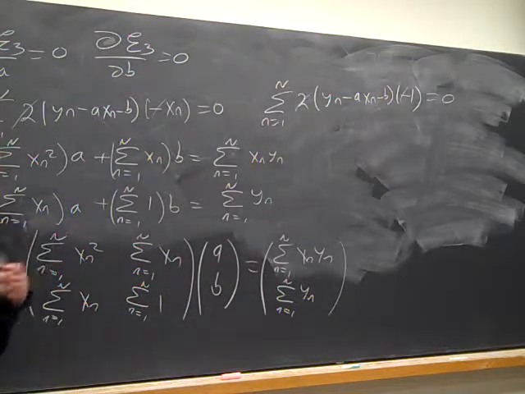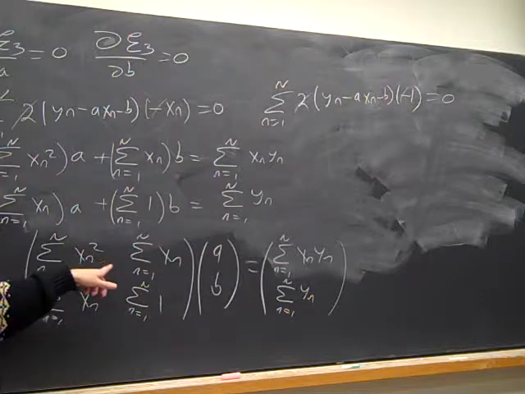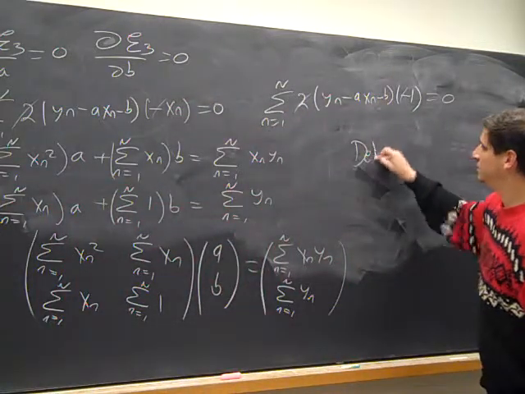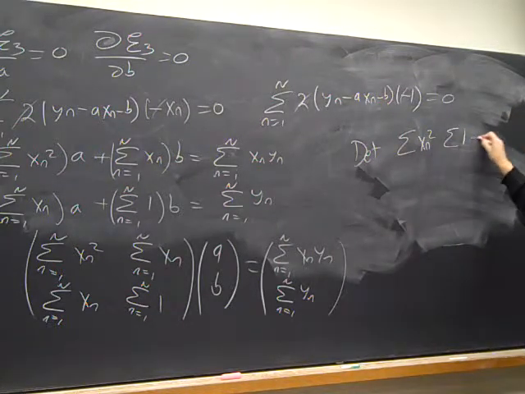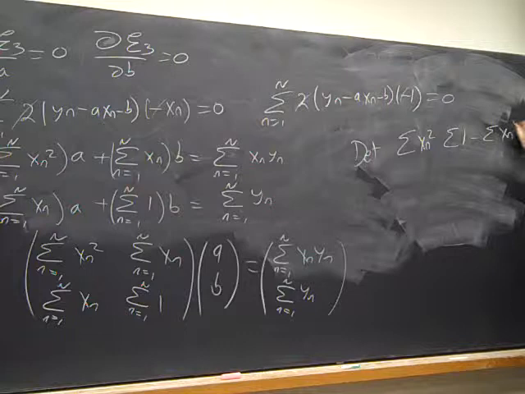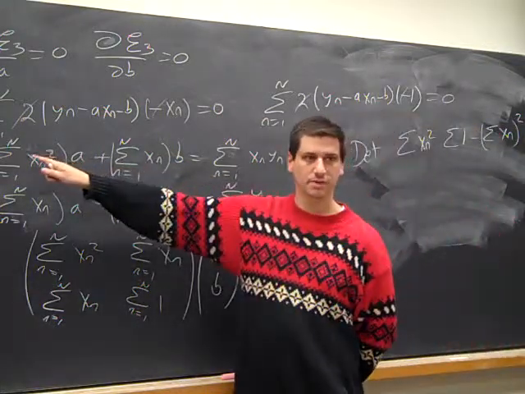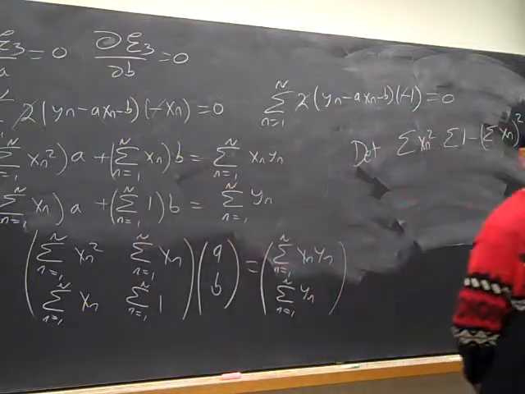If I assume all the xn's are taken with the same probability, if I put in a 1 over big N factor for each one of them, this would then become the second moment. So if I look at the determinant, it is the sum of xn squared, the sum of 1, minus the sum of xn squared. Wait, sorry, how did you get the matrix again? I'm just pulling out the a's and the b's. Okay. Right? This is just times a will give me this.